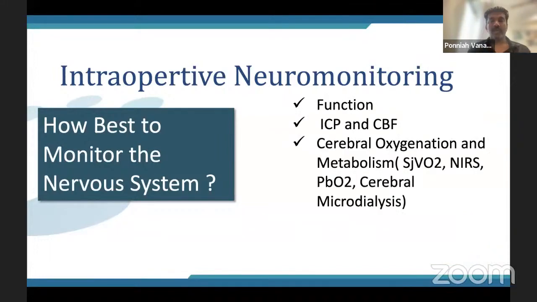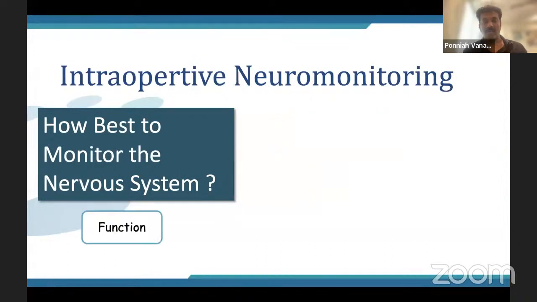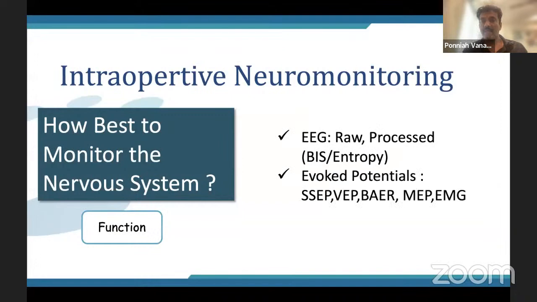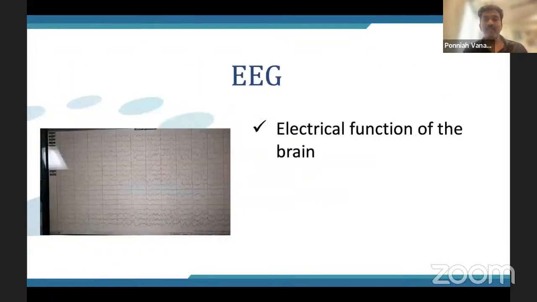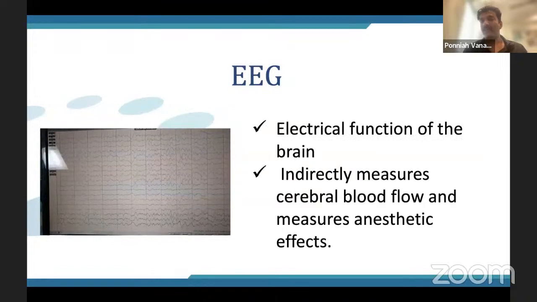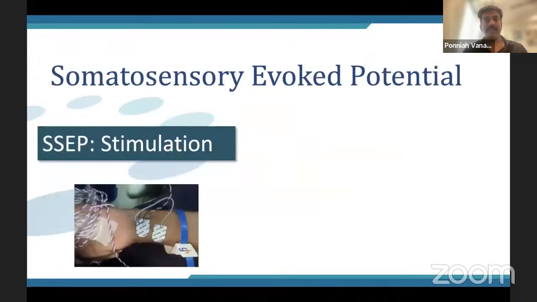So what do you monitor when you mean intraoperative neuromonitoring? It's like monitoring the whole nervous system, including the function, ICP, cerebral oxygenation, metabolism, EEG and everything. When you use the IONM technology, usually we refer to the evoked potential monitorings, namely the SSEPs, MEPs, VEP, BAER, and the EMG. So what does EEG show? EEG shows the electrical function of the brain. It indirectly measures the cerebral blood flow and measures the anesthetic effect.